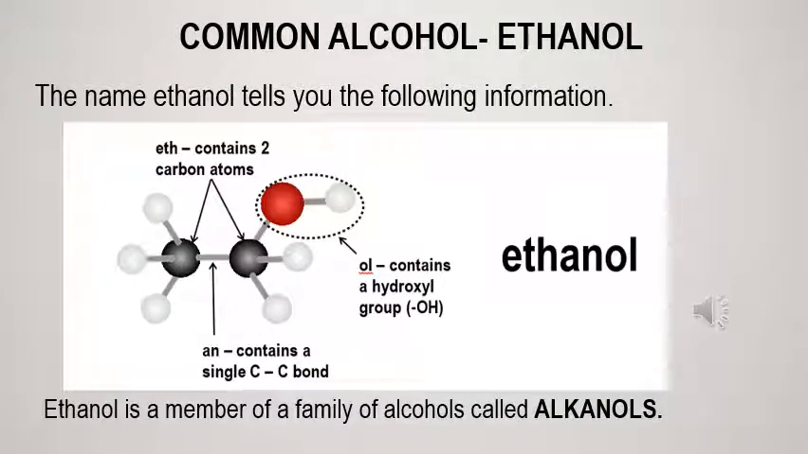The name ethanol tells us quite a bit about the molecule itself. It has the prefix eth, which means that ethanol contains 2 carbon atoms. The "an" part of the name indicates that ethanol contains a single carbon-to-carbon bond, otherwise it would be ethenol if it was a double bond. And then the "ol" ending tells us that it contains the hydroxyl functional group.